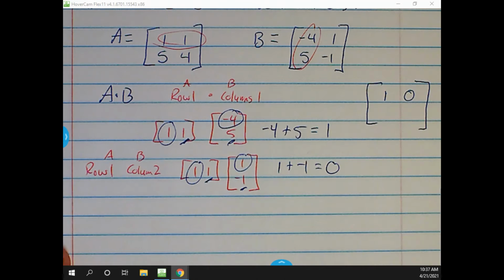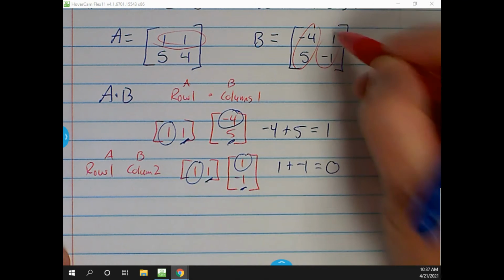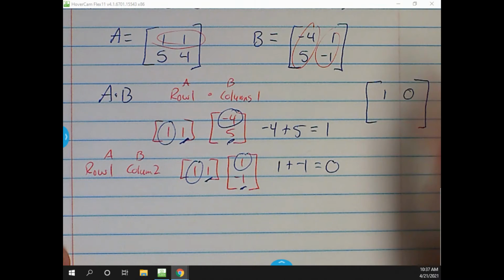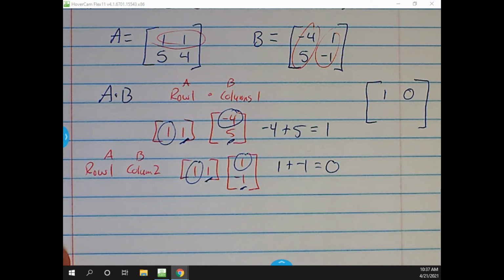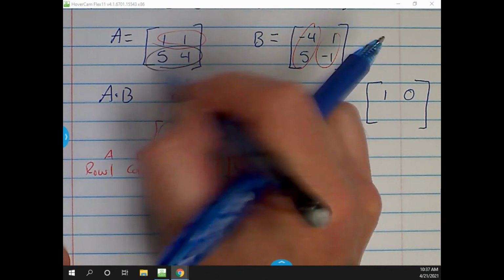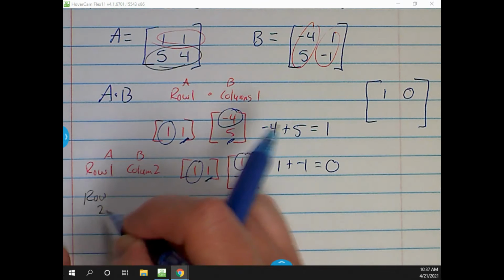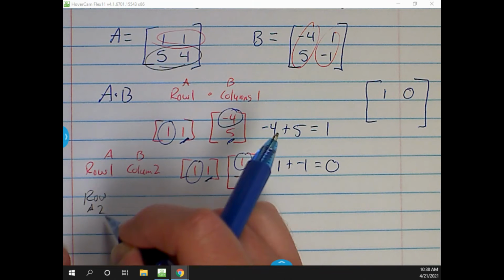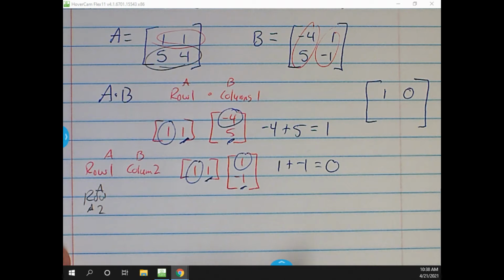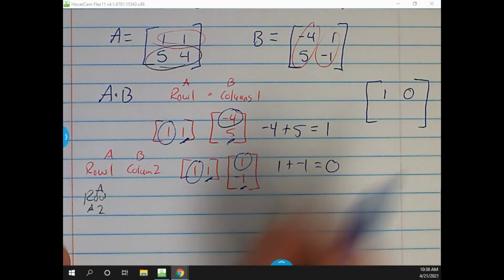All right, so we've done everything with row 1. We've taken row 1 and we've multiplied it by column 1 and column 2. We're out of columns, so now we've got to go to row 2. So we're going to take row 2 of A, and we're going to multiply that by the first column and then by the second column.